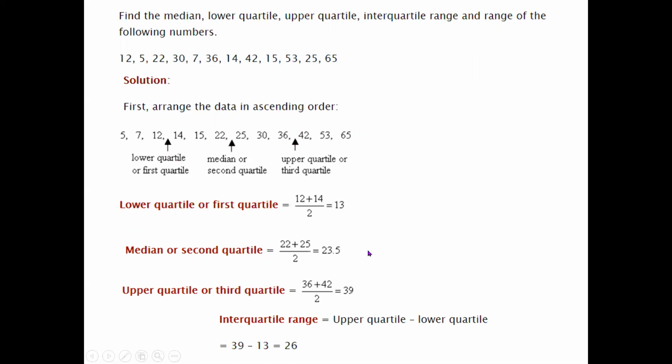And IQR, the interquartile range, is nothing but the upper quartile minus the lower quartile. This is the upper quartile, this is the lower quartile. If you subtract the lower quartile from the upper quartile, you will get the interquartile range. I will explain more about what the interquartile range is. The formula is Q3 minus Q1. In this case, 39 minus 31.